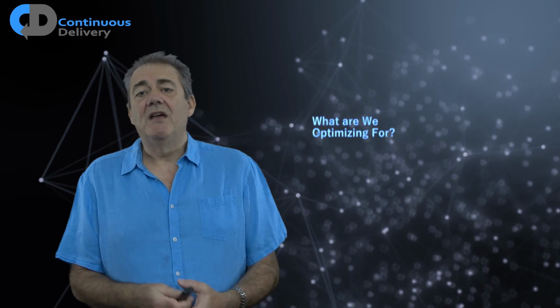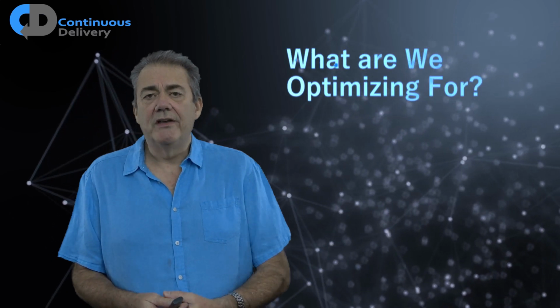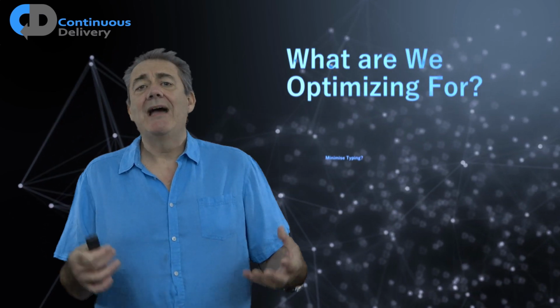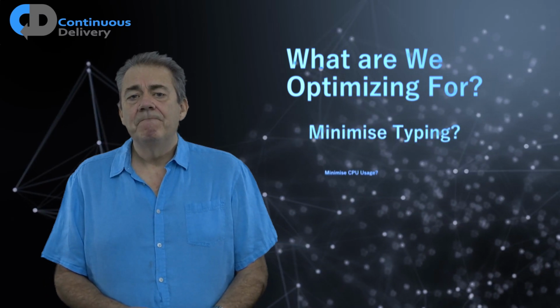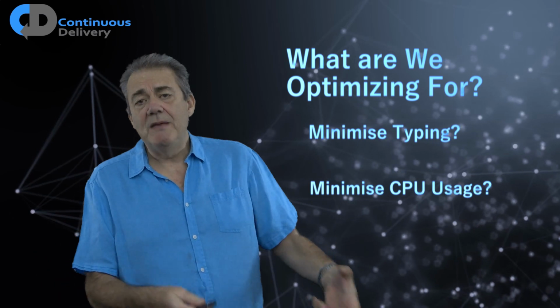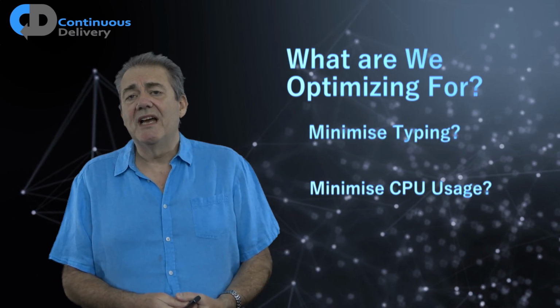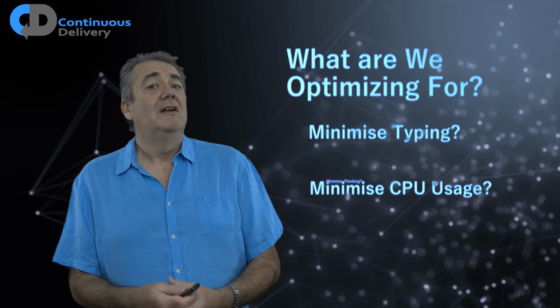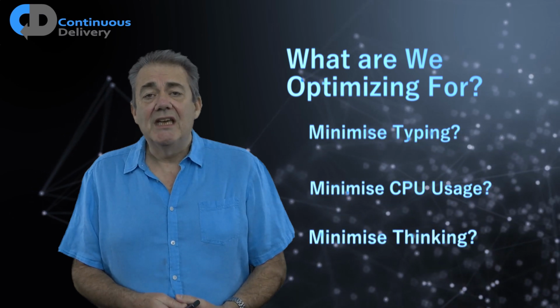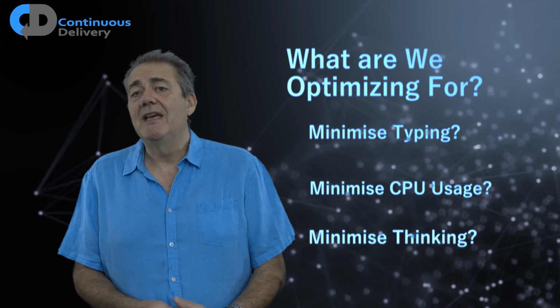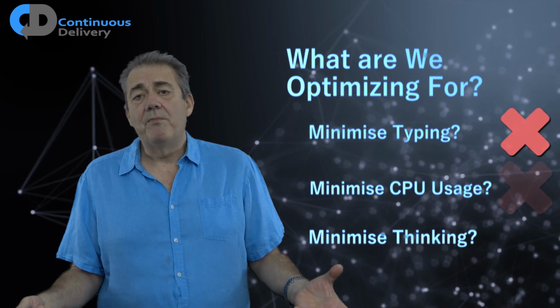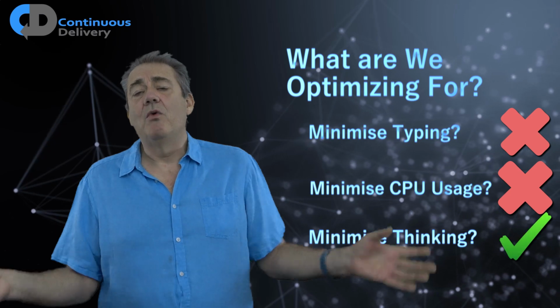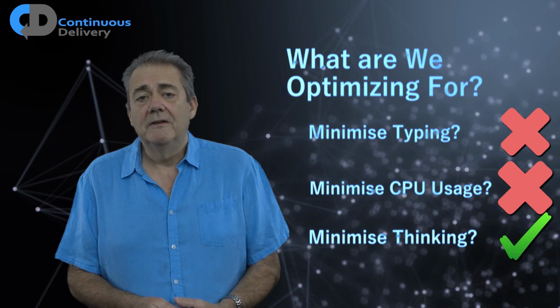I think it's important to think carefully about what it is that we're trying to optimize for here. Is our goal to minimize the amount of typing that we do? Is it to reduce the number of CPU cycles when we're executing our tests? Or is it to reduce the thinking? Is it to make it easier for us to understand what's going on? I think that by far the latter outweighs the value of the other two.